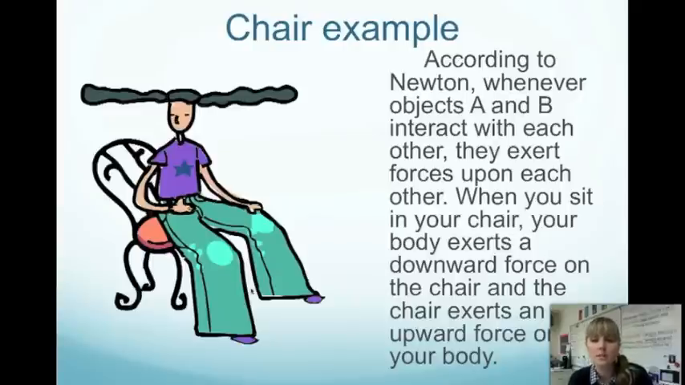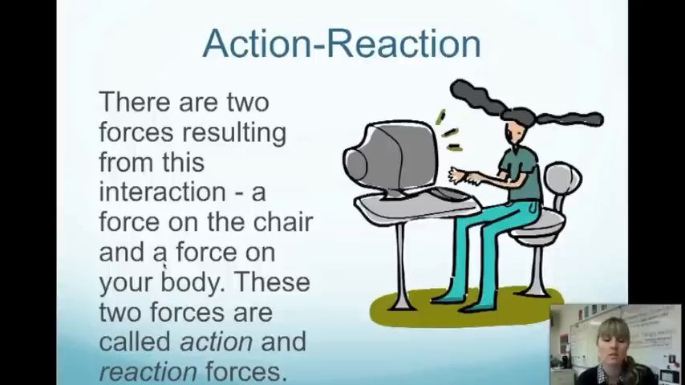So we have a chair example which says that according to Newton, whenever objects A and B interact with each other, they exert forces upon each other. When you sit on your chair, your body exerts a downward force on the chair, and then the chair exerts an upward force on your body. So this is an action-reaction relationship.